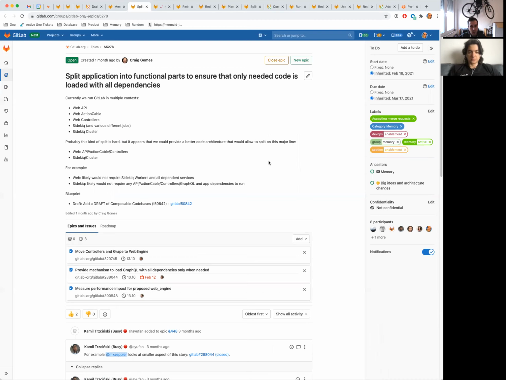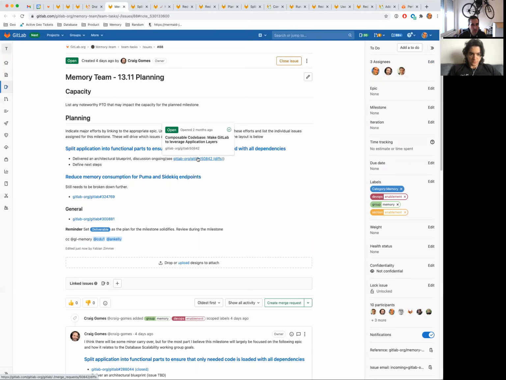And so we actually successfully concluded 3 POCs, so proofs of concept, that showcased how this approach is beneficial to GitLab as a whole. These were the Grape engine POC, moving GraphQL, and the web controller work. And as an outcome of that, we've created an architectural blueprint, which you can see in here, which is currently being discussed.